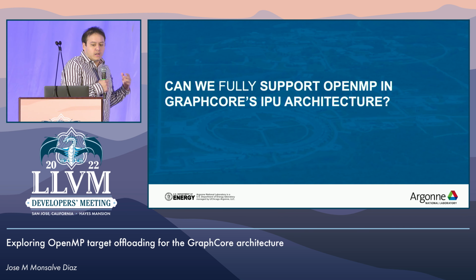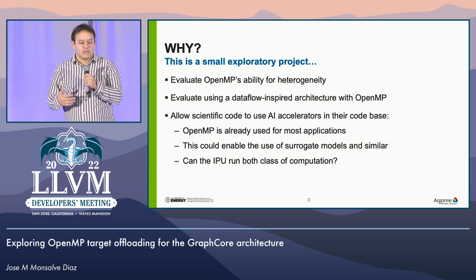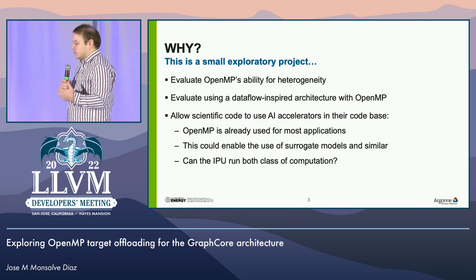The real question that we want to ask is, can we support some of the OpenMP semantics to try to target the IPU cores in the GraphCore architecture? So it's more of an exploratory project. The reason why we wanted to do this is because in Argonne, they have a set of test beds for AI, like GraphCore, NextSilicon, and all these systems. And they wanted to see what would be needed if the scientific applications were able to run or use this system.